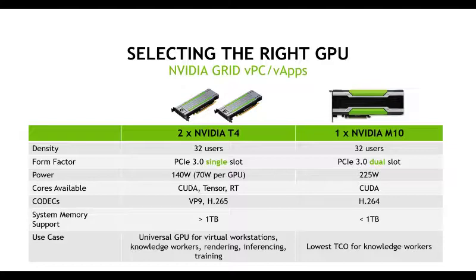There are a couple of reasons to choose the T4 over an M10, right? If you need more than 1 terabyte system memory in the server, that is not supported with the M10. That support started with the Pascal architecture, so Turing, which came later, has it. And then from a power perspective, the T4 is better than an M10 as well. But again, if you're just looking for the lowest TCO, M10 is the right GPU, and will be there for quite a long time. Right, there's no end of date planned.